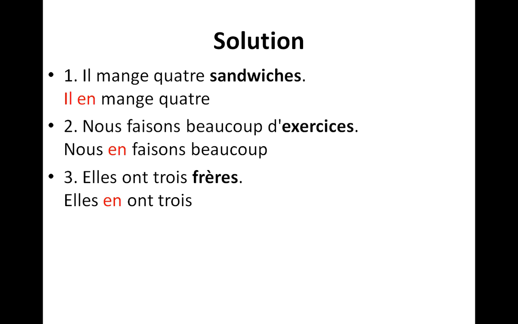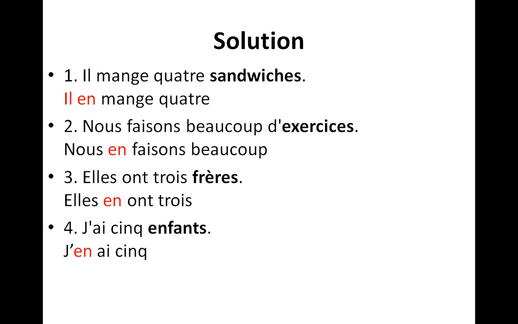3. Elles ont 3 frères. So they have 3 brothers, okay? Elles en ont 3. Look what happens. Again, elles, subject pronoun, or subject, simply. Then en replaces frères. And then ont is the verb that goes with the subject pronoun. And then trois, which is the number 3, the quantity. So they have 3 of them. Elles en ont 3. Okay?